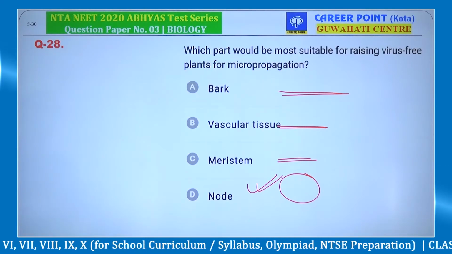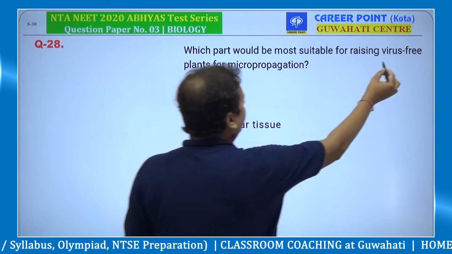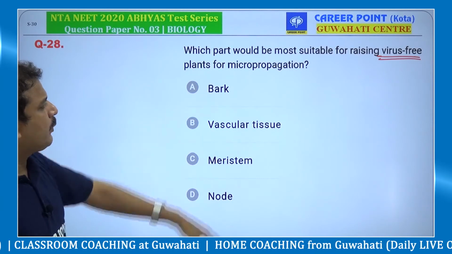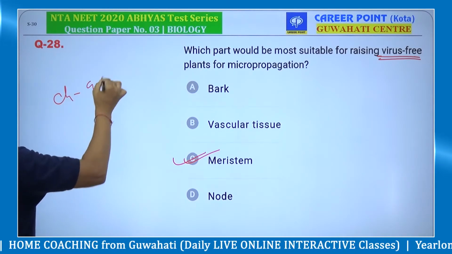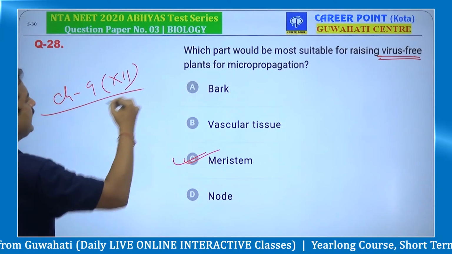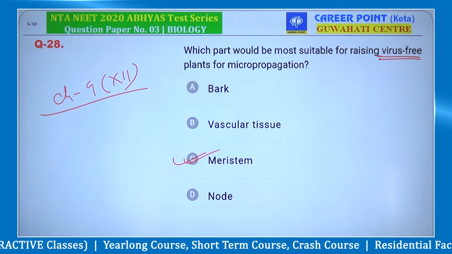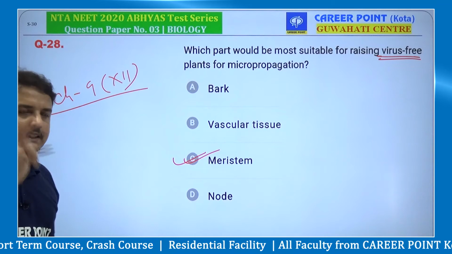Okay, next. 28. Which part would be most suitable for raising virus-free plants? Meristem. Virus-free plant micropropagation, that is meristem. It is from chapter number 9, class 12, the tissue culture chapter. In the tissue culture topic, this question has been asked. So for virus-free plants by micropropagation, the answer is meristem.